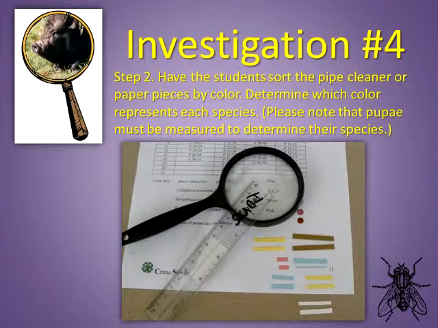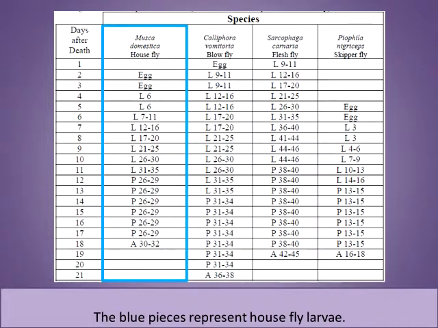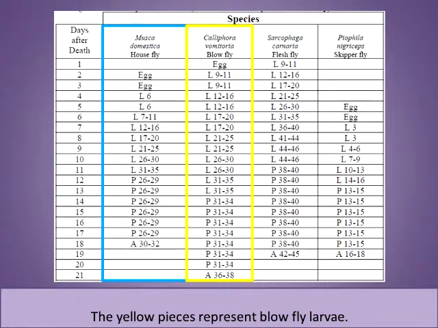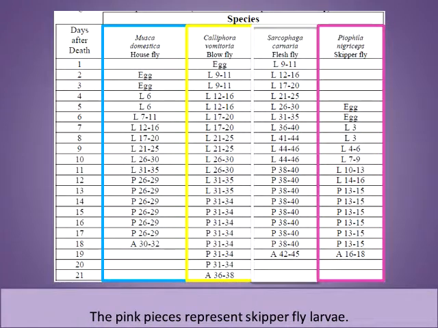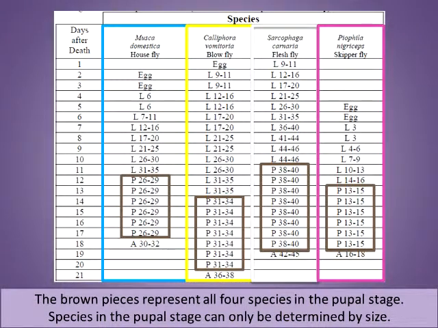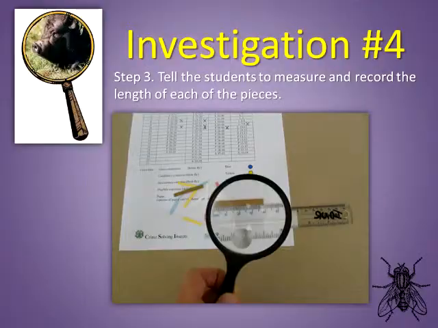Determine which color represents each species. Please note that pupae must be measured to determine their species. The blue pieces represent housefly larvae. The yellow pieces represent blowfly larvae. The white pieces represent fleshfly larvae. The pink pieces represent skipperfly larvae. The brown pieces represent all 4 species in the pupal stage. Species in the pupal stage can only be determined by size.